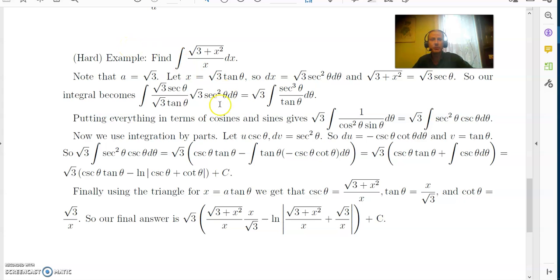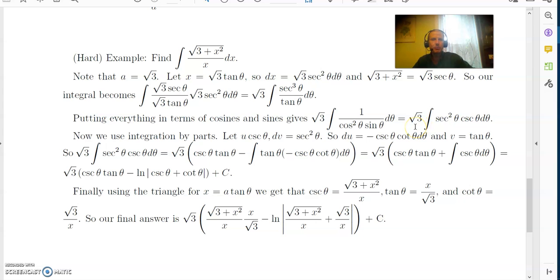Now, often when doing these, I really don't know what to do at this point. So just to clear the head a little bit, I convert everything into sines and cosines. Since secant cubed is equal to 1 over cosine cubed, and tangent is equal to sine over cosine, and it's in the bottom, one of the cosines cancels, and everything becomes the square root of 3 times the integral of 1 over cosine squared theta sine theta. This I rewrite as the square root of 3 times the integral of secant squared theta cosecant theta.